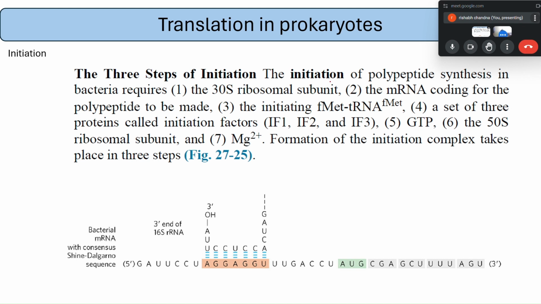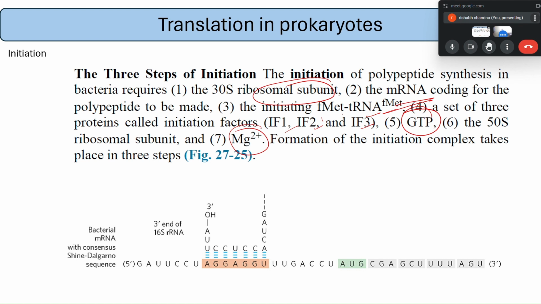We require a 30S ribosomal subunit, then the mRNA that needs to be coded, then the first initiating tRNA, that is formyl methionine tRNA, three proteins that are initiation factors: IF1, IF2, and IF3, GTP because that helps in the binding of the 50S ribosomal subunit, and the magnesium ion to form the initiation complex.